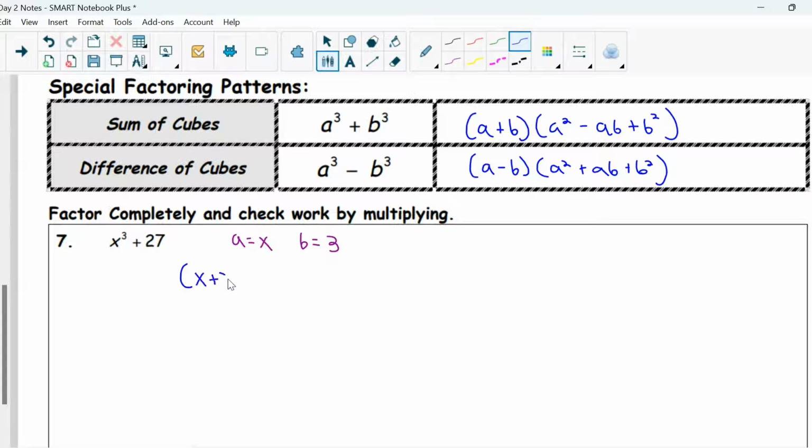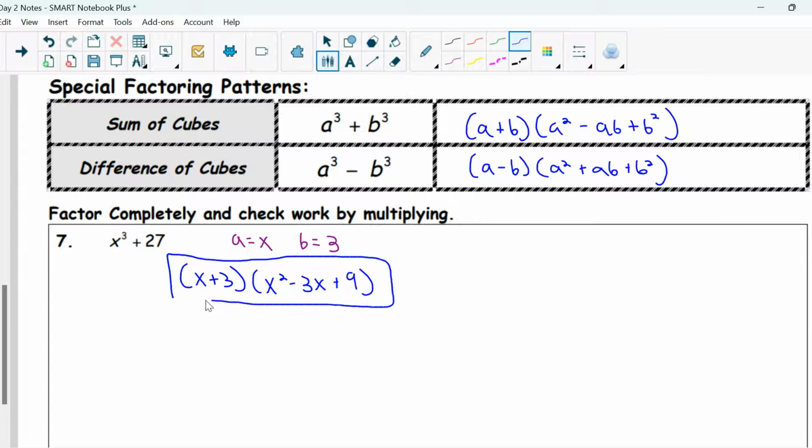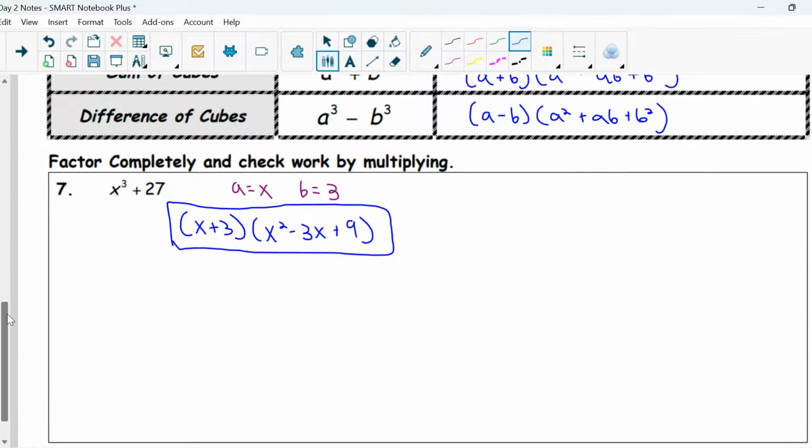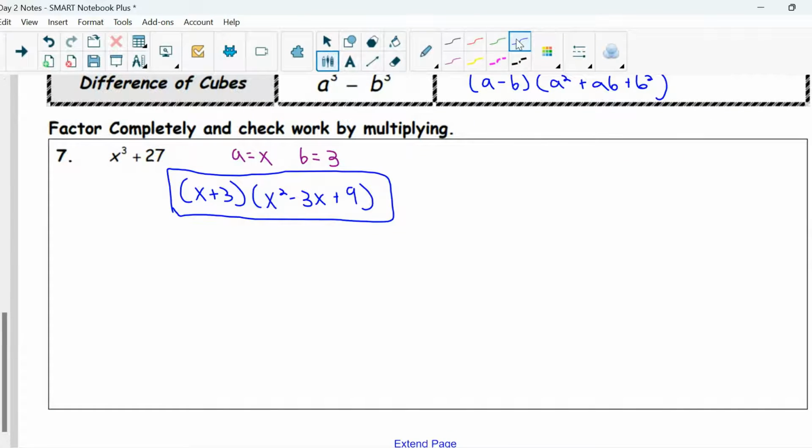A plus b times a squared, which is x squared, minus ab, and I'm going to write this as negative 3x. I know I'm technically writing this as ba, multiplication is interchangeable, and then plus b squared, which is just 9. Okay, and that's my factored form. This first one here wants us to check our work by multiplying, so I guess we can do so.